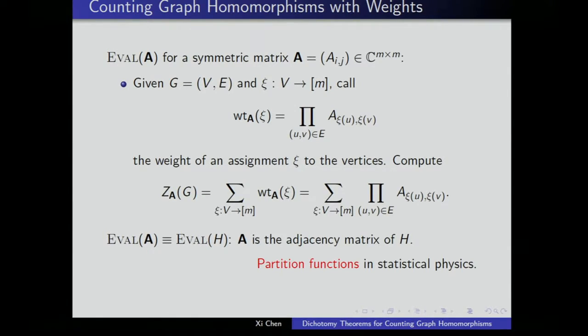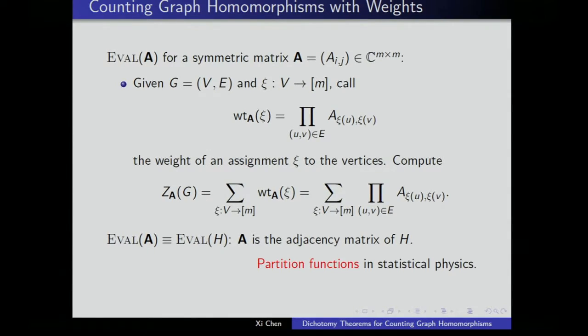So take any graph G and an assignment ξ that assigns values, or indices of the matrix A, to vertices of V. Each such assignment defines a weight on each edge, A(ξ(u), ξ(v)). And if you take the product over all edges, that's what we call the weight of the assignment. The sum that we're interested in, let's call it Z_A(G), is the sum of weights over all possible assignments. So if you spell it out, it's this sum of products here.